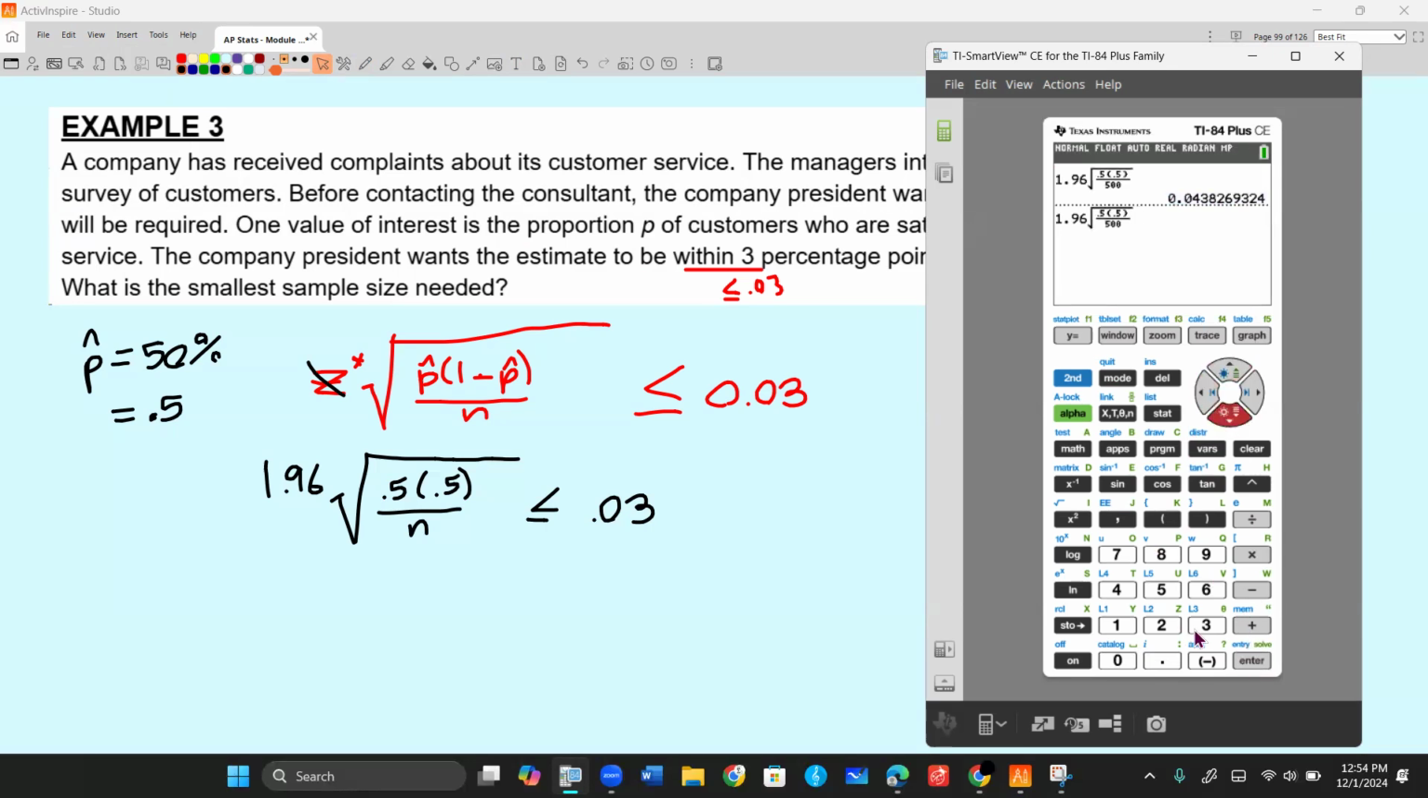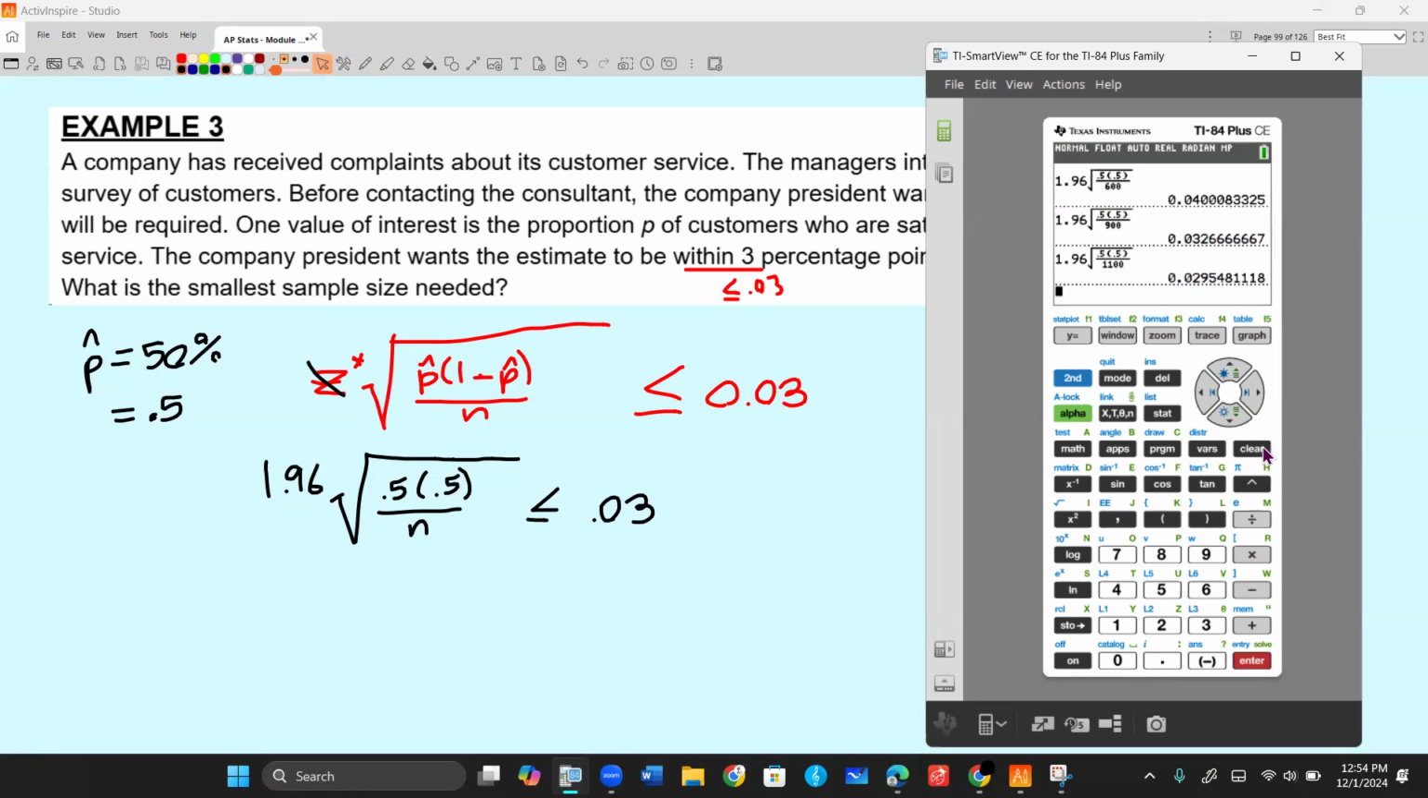So maybe the next logical choice would be 600, and that's still too small. So we can keep playing around with it. I'm going to try 900. We're getting there, but we still got to get under 3%. So this could take a while. So maybe 1100, and well, that's under 3%, but do I need to go as high as 1100? And you can see that could be very time consuming.